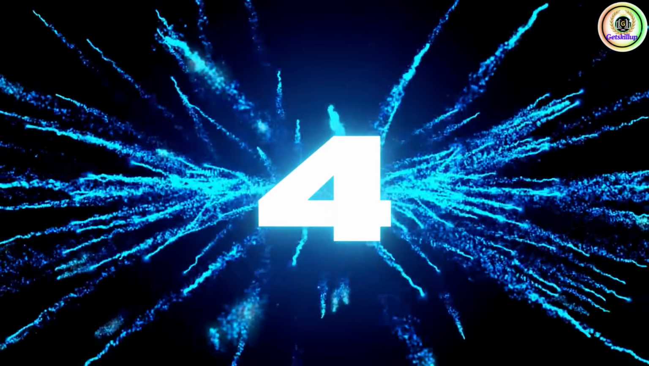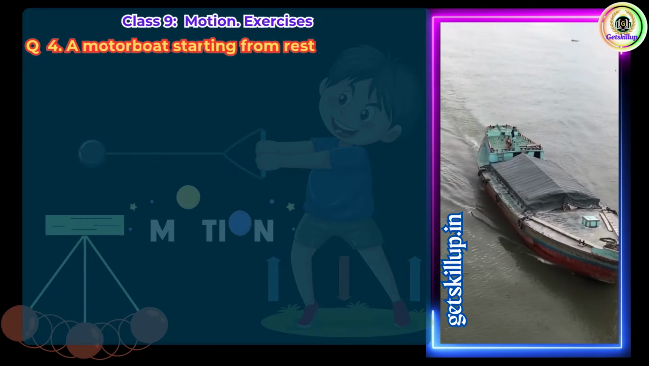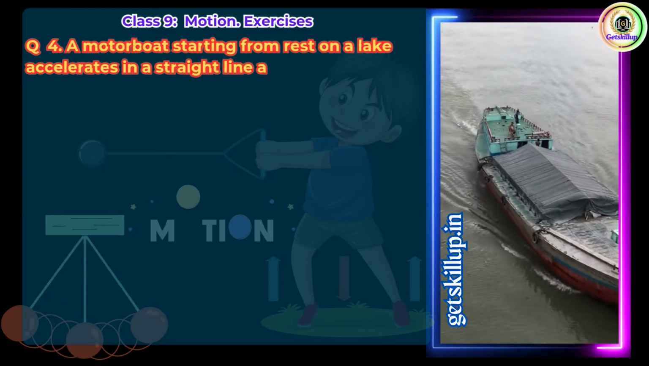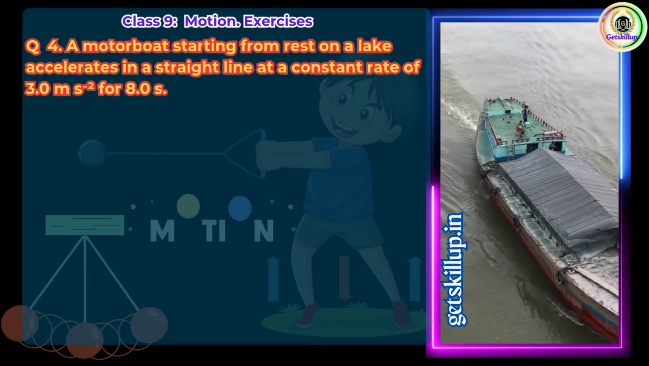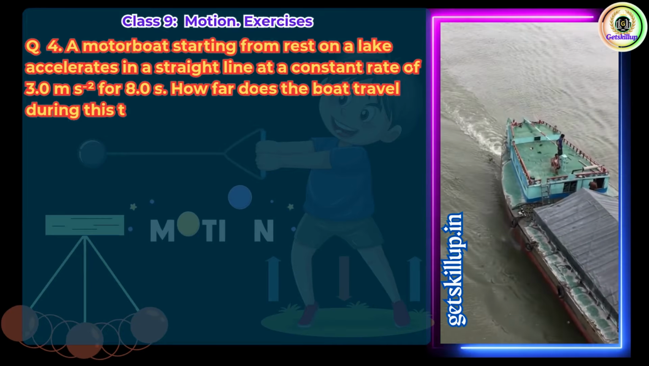Question 4. A motor boat starting from rest on a lake accelerates in a straight line at a constant rate of 3 meter per second square for 8 seconds. How far does the boat travel during this time?